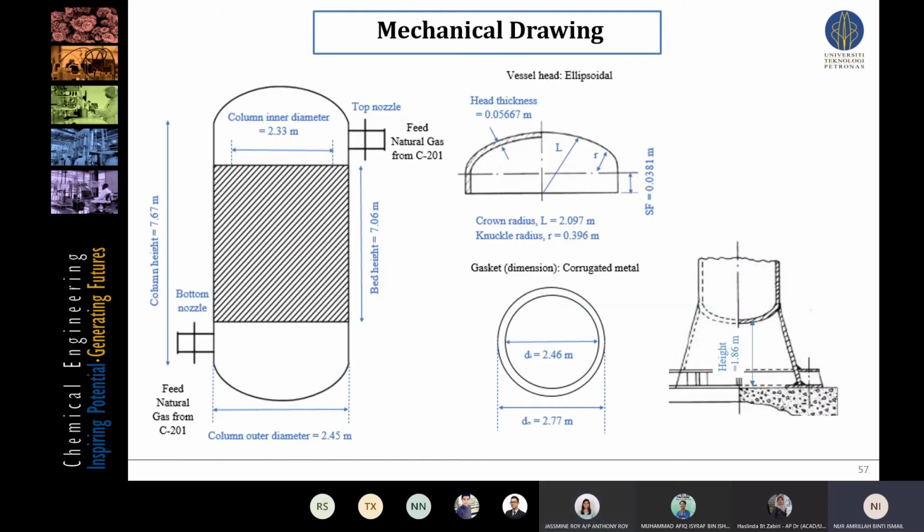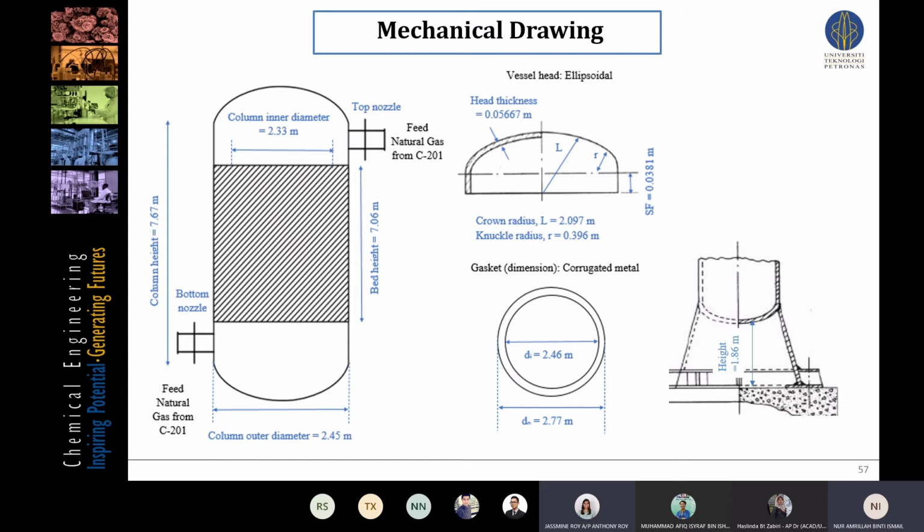So for the mechanical design, here is the detailed drawing of my dehydration column. As stated earlier, the total column height is 7.6 meter, while the total bed height is 7 meter. For the head closure, an ellipsoidal design has been selected as it is commonly used for systems with an operating pressure higher than 15 bar, and it also has a cheaper cost compared to hemispherical and provides a lesser internal volume.